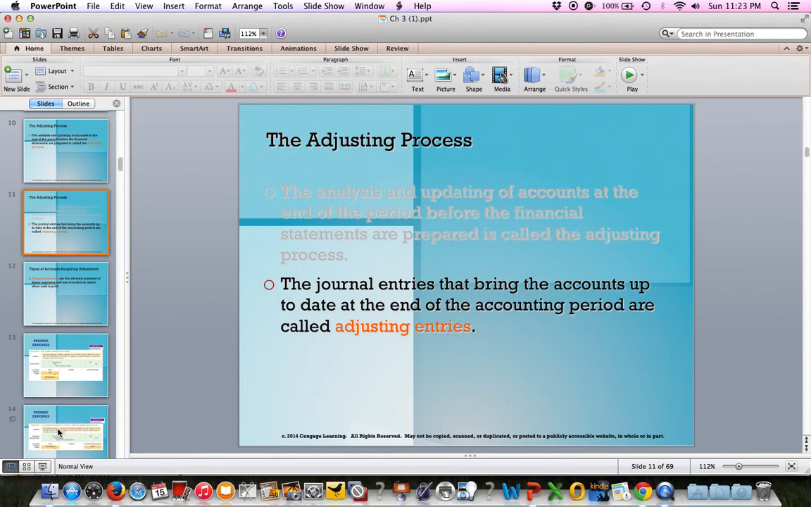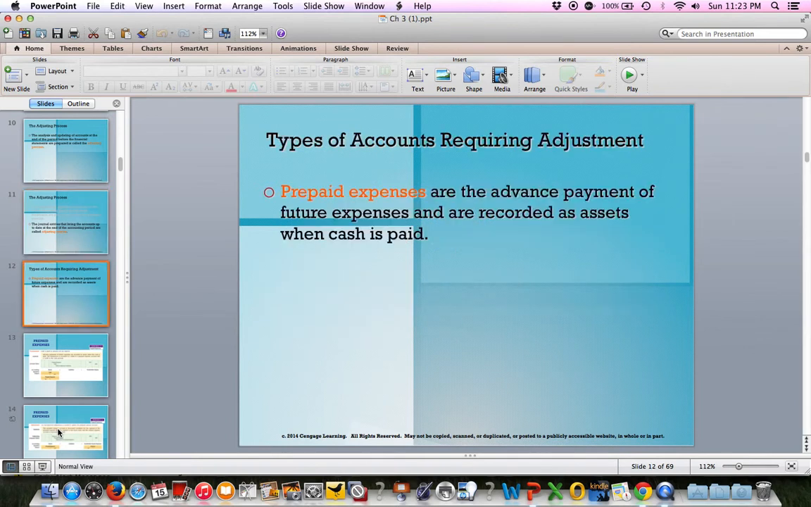The journal entries that bring the accounts up to date are just simply called adjusting entries. So it's very simple, adjusting entries. There's a few kinds of them that we'll talk about. So here it says types of accounts that require adjustment.